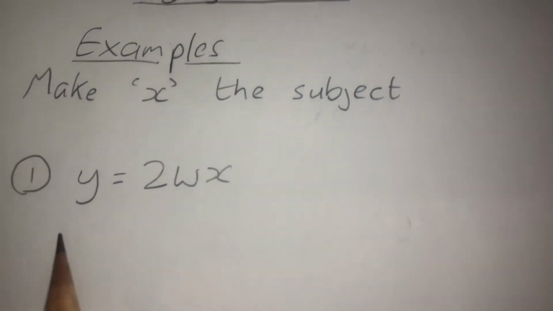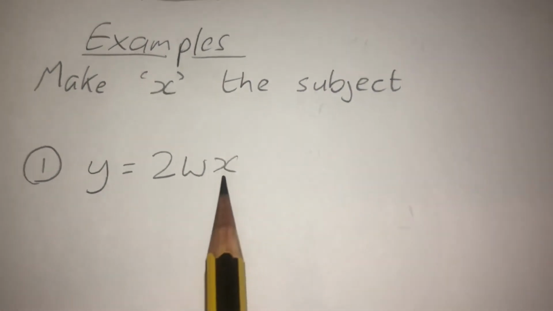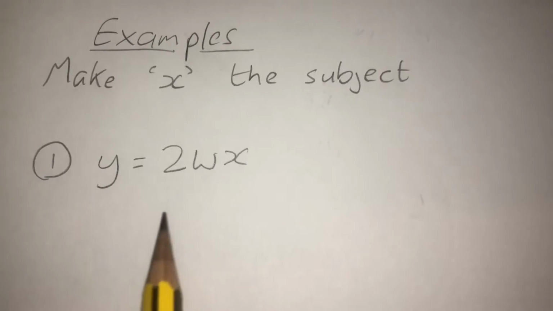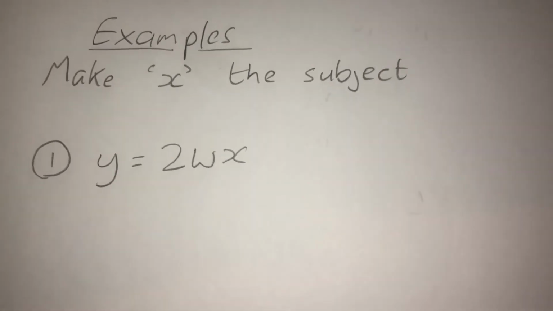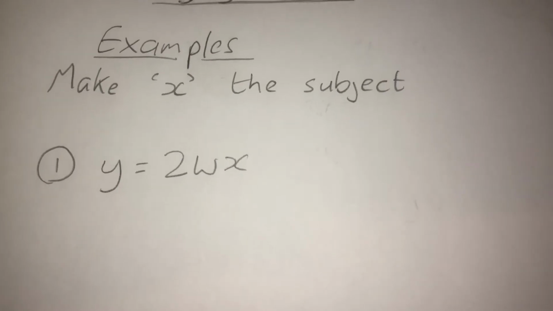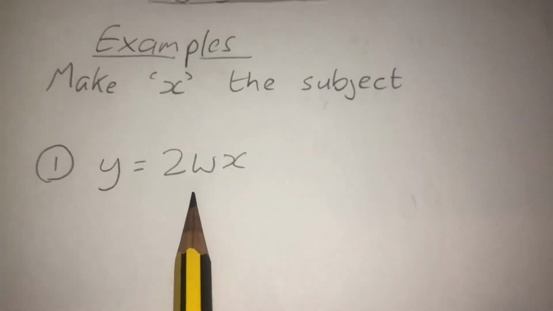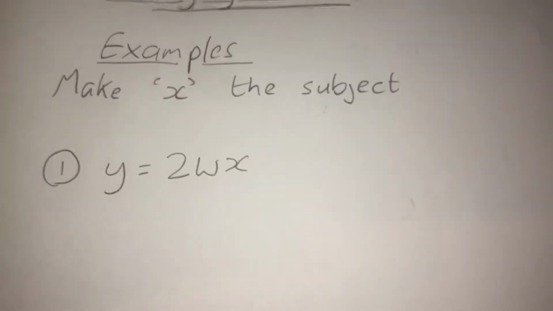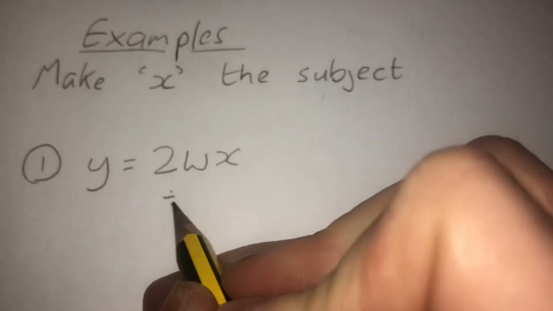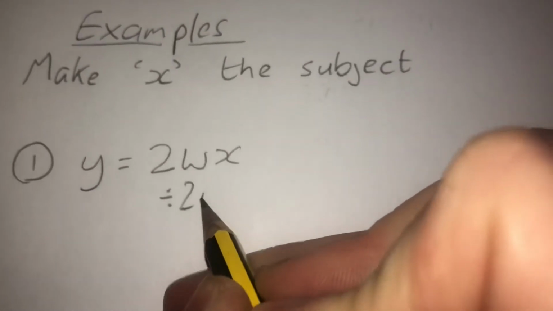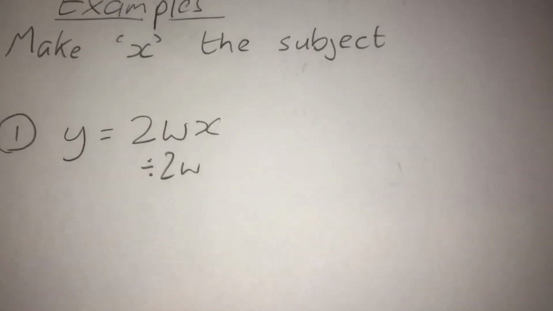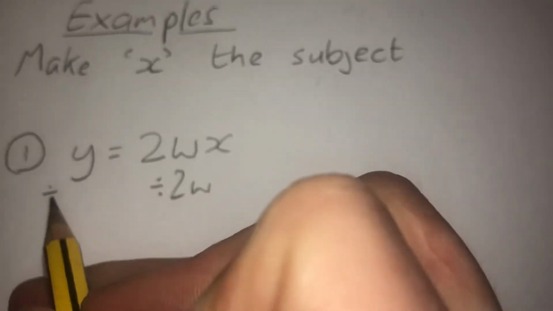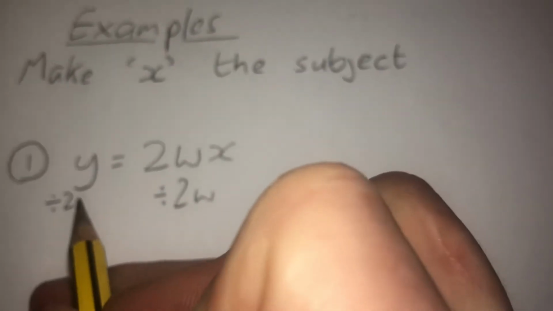If we look at the first example, we have y equals 2wx. So basically we have 2w alongside x, so we need to get rid of that 2w on the right hand side. And if you remember from the last lesson, what we have to do to get rid of the 2w is do the opposite operation of what it's currently doing with the x. So 2w is multiplying with the x, so to get rid of it we have to divide by 2w. But again, and this is why I mentioned in the last lesson, it's important to watch the video on solving equations, because the method is the same. What we do to the right hand side, we must also do to the left hand side.